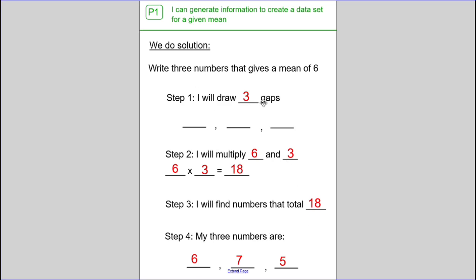So as you can see, step 1, I drew 3 gaps. So I've drawn 3 gaps below. Step 2, I did 6 times 3. Remember the mean was 6 and I had 3 numbers or 3 gaps. So 6 times 3 is going to give me 18. Step 3 is I'm going to find numbers that total to give me 18. And I've chosen 3 numbers, 6, 7 and 5. Remember, you could have chosen 3 different numbers as long as they total to give you 18.